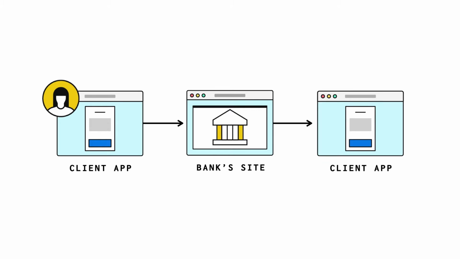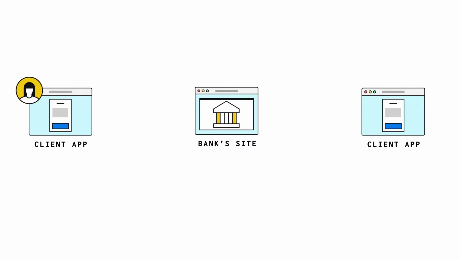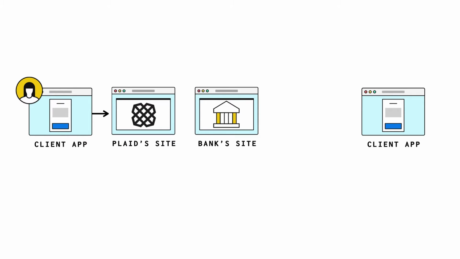But who does have a good relationship with these banks, has established themselves as a reputable partner, and has redirect URIs set up with all these institutions? That's right, Plaid. So in practice, what actually happens is that Plaid inserts itself as a little stepping stone in this OAuth process. So instead of your app redirecting directly to a bank, your app is going to redirect to a page hosted by Plaid.